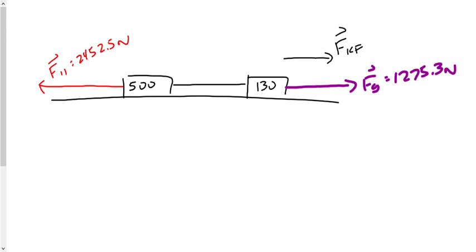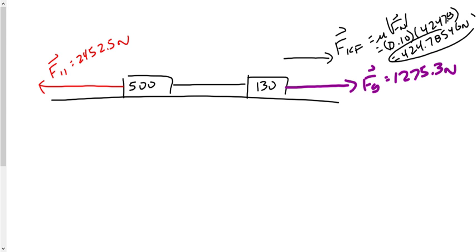Because it moved, right? How do we find the force of kinetic friction? Mu times the normal force. But it's a different mu this time, right? This time mu is a coefficient of kinetic friction, which is 0.10 times the normal force of 4247.8, giving me a value of 424.78546. So we've got this force of friction to the right, this force of gravity to the right, and we have F parallel to the left.